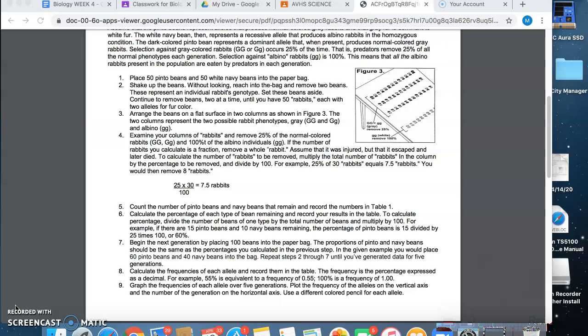So I'm not going to calculate the percentage and frequency for you because I already talked to you about how to do that. So again, for percentage, you're going to take how many beans are left, which I'm going to give you that number, and you're going to divide by the total. So you'll have to add up the number of big G's and the number of little g's and divide big G by the total and then little g by the total. And then the frequency is just the decimal of that number. Okay, so we'll be back in a little bit.